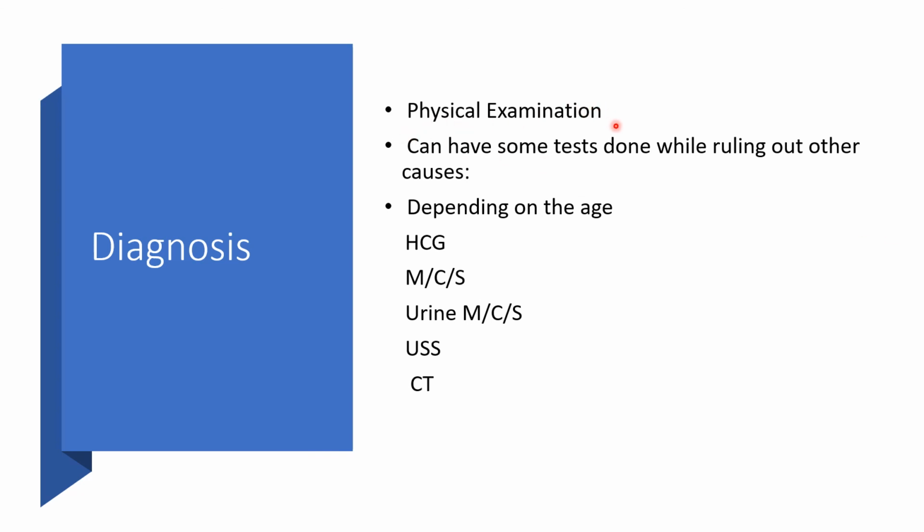We will have a physical examination done, of course, general inspection of the abdomen, and we'll look for scars, we'll look for anything, because we're thinking that this might be child abuse, might be pregnancy related, and so on. You can have some tests done while ruling out other causes, depending on what you are working on as a differential diagnosis. Depending on the age of the child, you may go for human chorionic gonadotropin, urine microscopy, culture and sensitivity (MCS), ultrasound, or CT, depending on what you want to rule out.